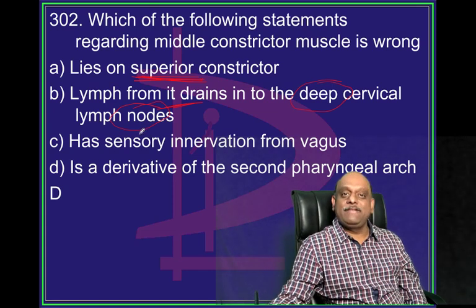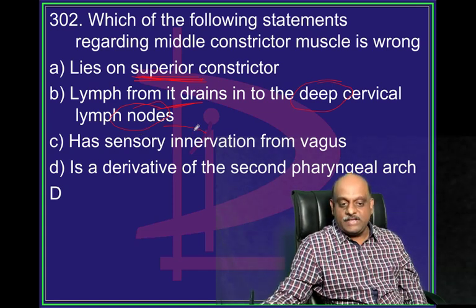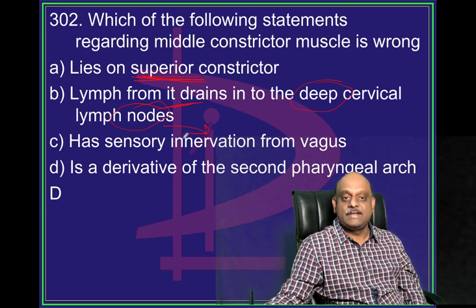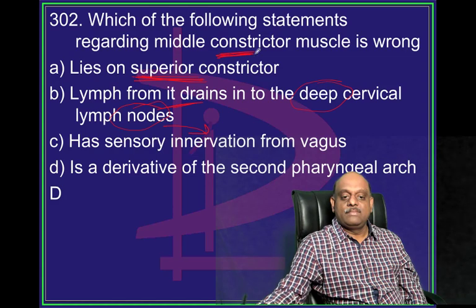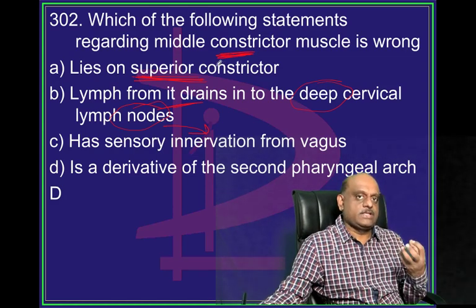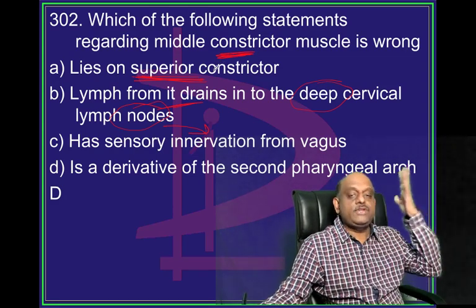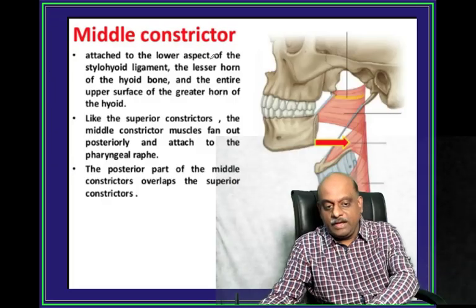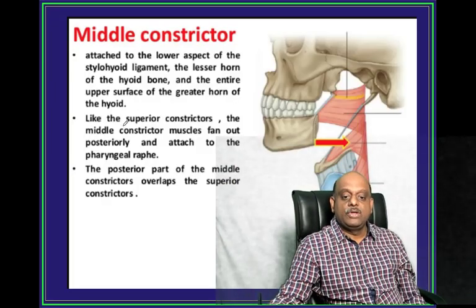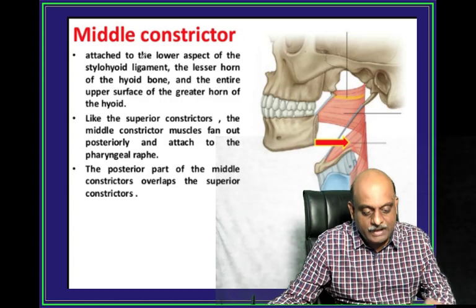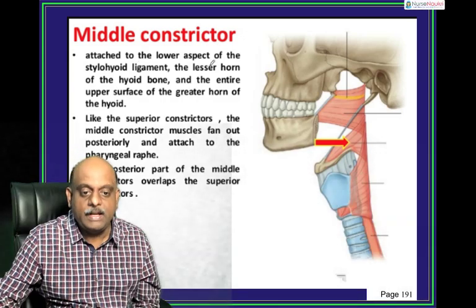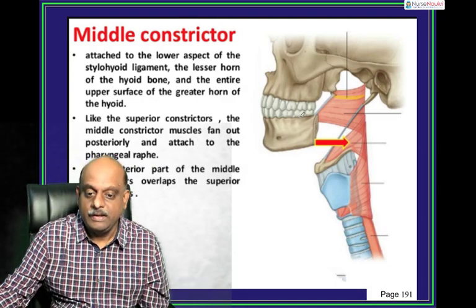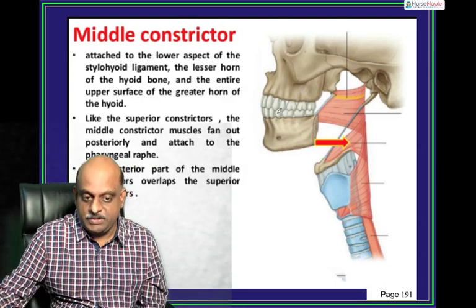And you all know very well that esophagus sensory innervation comes from the vagus. But the esophageal muscles, from which pharyngeal pouch are they derived, is a very important question. So you can remember that the middle constrictor, what are its attachments?